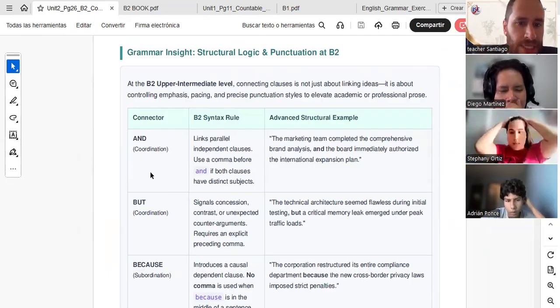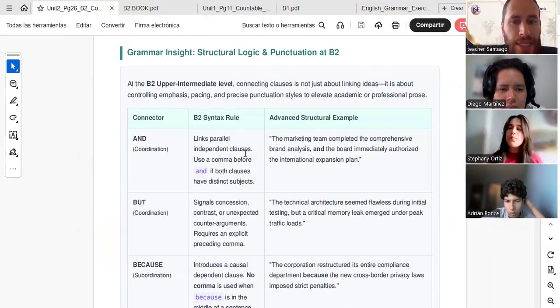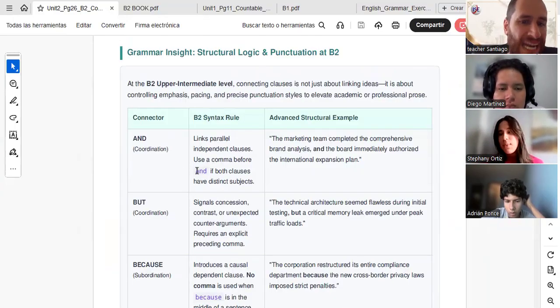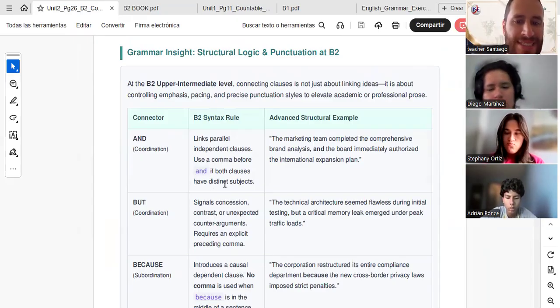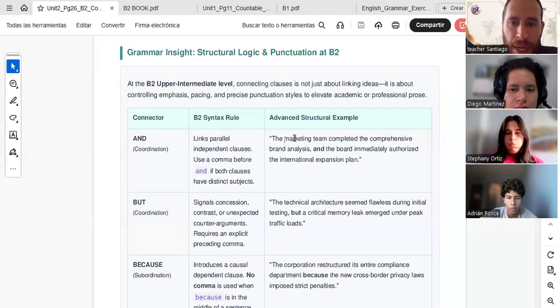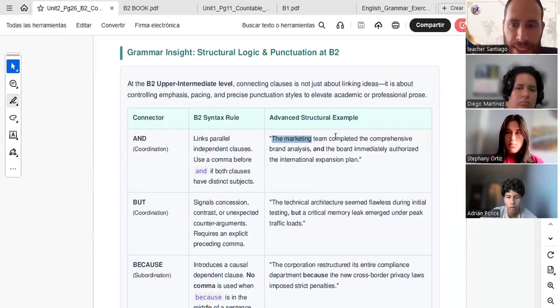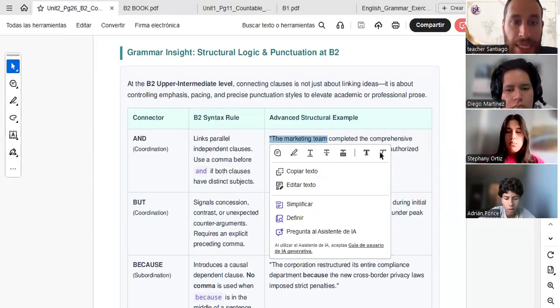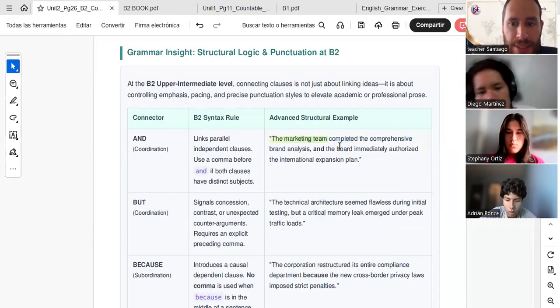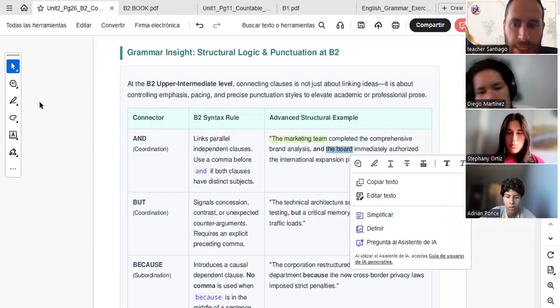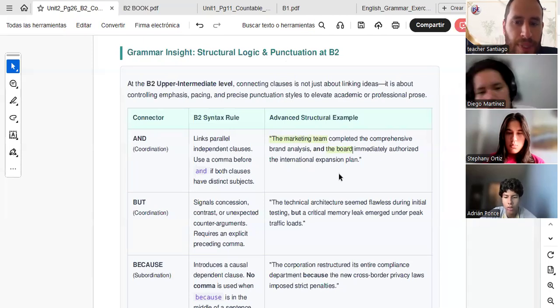So here we have and: coordination links parallel independent clauses. Use a comma before and if both clauses have distinct subjects. The marketing team completed the comprehensive brand analysis, and the board immediately authorized the international expansion plan. So notice, here the subject is the marketing team, right? And this is a sentence, and this is the other sentence. The board, this is the subject, immediately authorized the international expansion plan. So we use a comma in and.